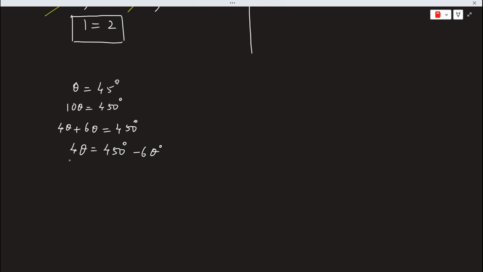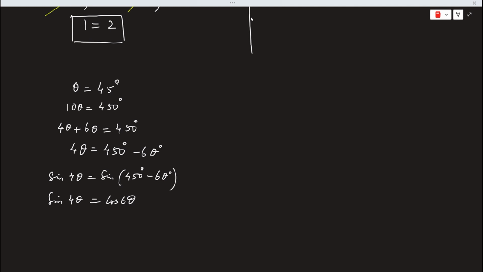Now let me take sine on both sides. So sine of 4 theta is equal to sine of 450 minus 6 theta. Now 450 is the same as 360 plus 90, so 450 is the same as 90 because one rotation is 360 degrees. So 450 can equivalently be taken as 90 degrees. So sine of 90 minus 6 theta is cos 6 theta. Now we have the equation sine 4 theta is equal to cos 6 theta.